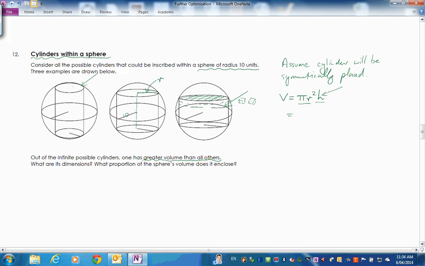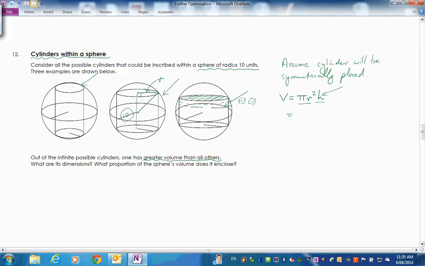I want you to pause the presentation and see if, using this diagram, you can work out h in terms of r and using the 10. Pause it and see what you can do. This is quite hard. Alright, did you get anywhere? Mostly people don't, because you need this line here.